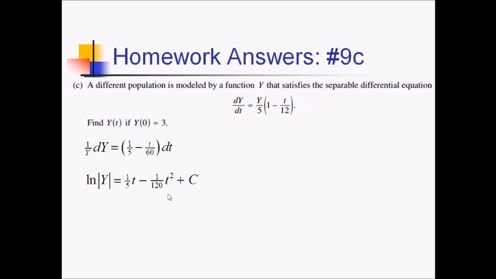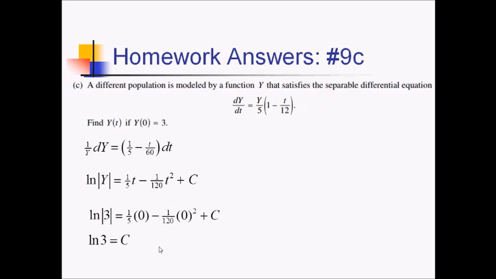Next, I'm going to plug in the initial condition they gave me to figure out the value of c. So on the left side, I've got ln of absolute value of 3, which is just ln of 3. Over here, I've got 0 conveniently plugged in for anything with a t. So that zeroes out everything on the right side except for c, which means that my c must have a value of ln of 3.